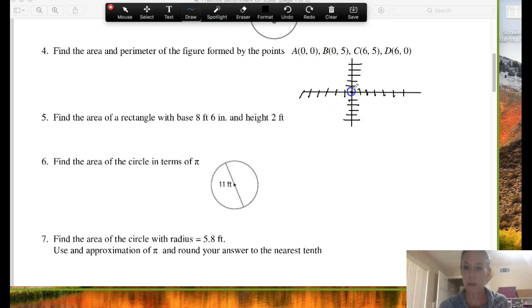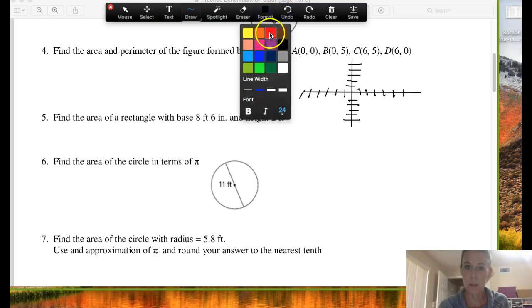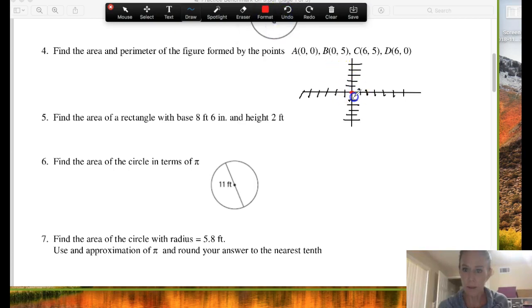You have the point 0, 0, that's A. Let's do your points in red so that you can see them. Here's A. B is over 0, up 5. 1, 2, 3, 4, 5. Here's your B. C is over 6, 1, 2, 3, 4, 5, 6, up 5. So here's C. And D is over 6, up 0. There's D. So you have a rectangle here.